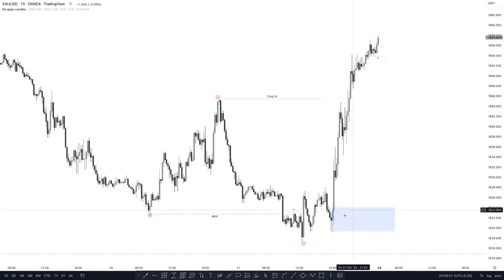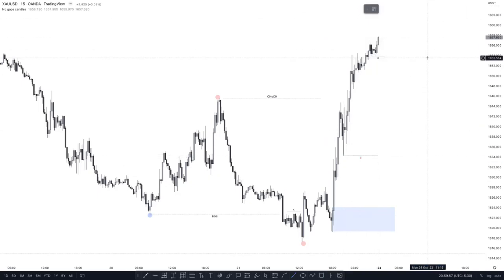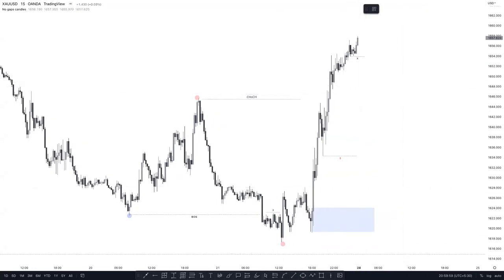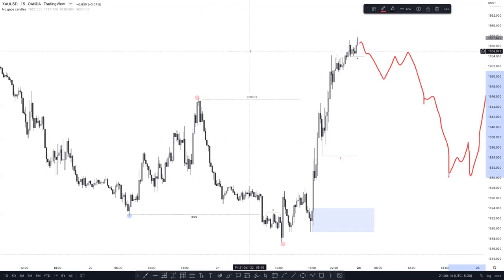So where is our pullback? Like here, right? So once market failed this one, the first one, and then went higher and failed, then what happened? Market again pushed downside, taking out the engineering liquidity, the extreme one, and then looked for the continuation to the upside. So this thing happens most of the time right here.